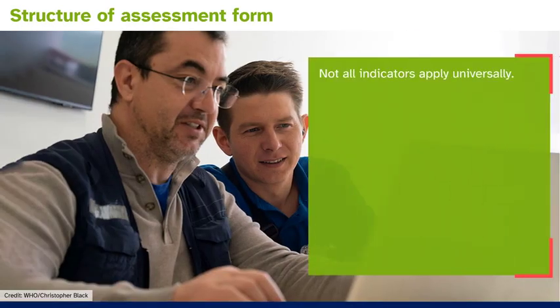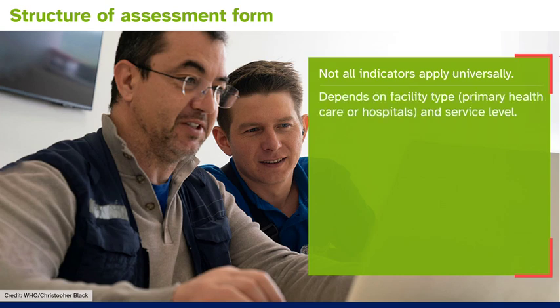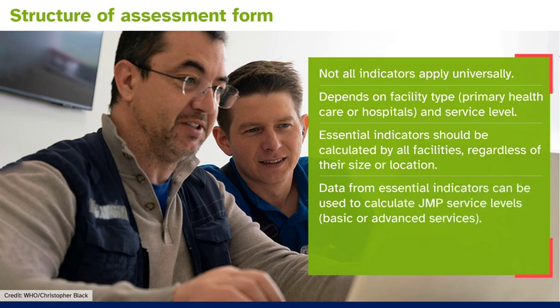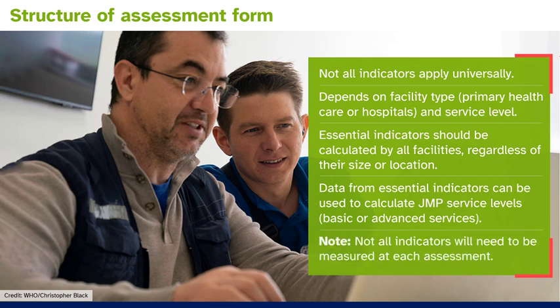It's important to note that not all indicators will apply universally, as their relevance varies depending on the facility type and service level. Indicators are categorized as essential or advanced. Indicators that are essential should be calculated by all facilities regardless of their size or location. These data can be used to calculate service levels, which can contribute to JMP national service level estimates. Not all indicators will need to be measured at each assessment, meaning subsequent assessments will be quicker than the initial in-depth assessment.